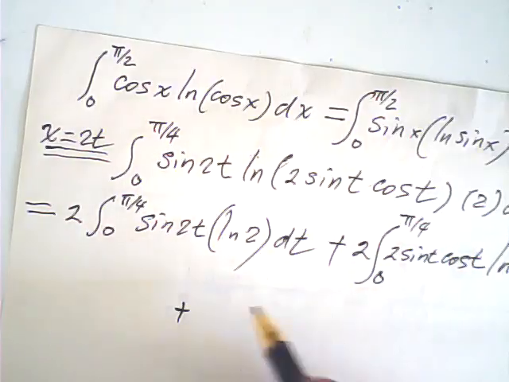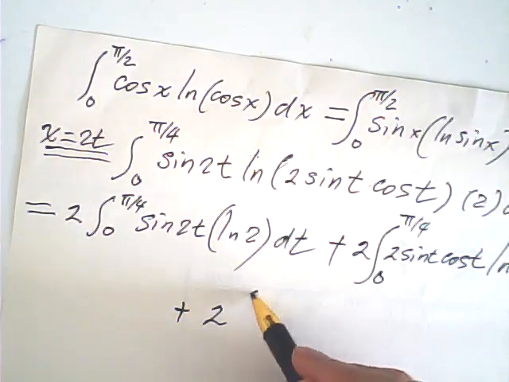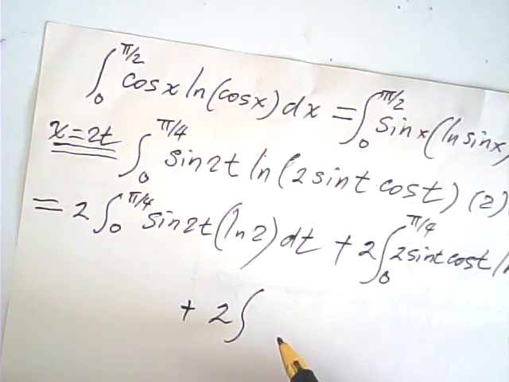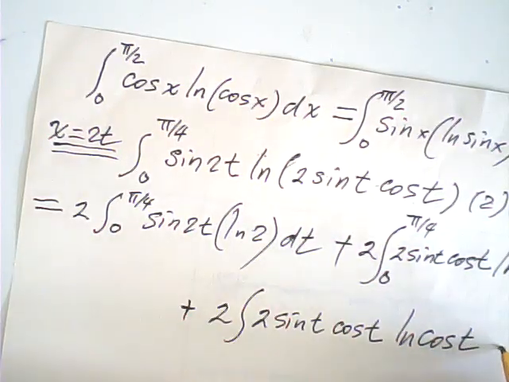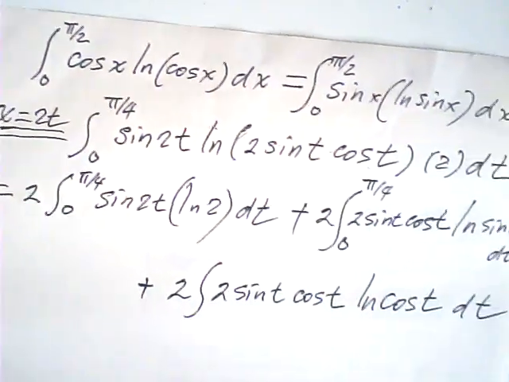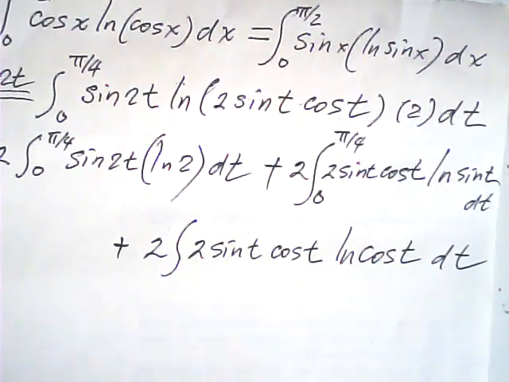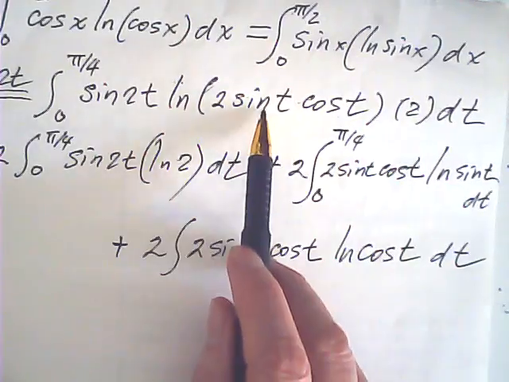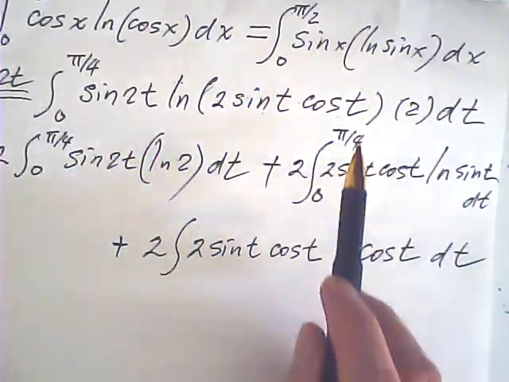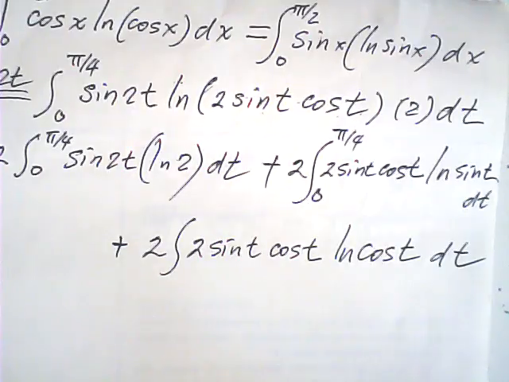Plus the other one, the last one. Okay, this is 2 sine 2t, which is 2 sine t cosine t, times log cosine t dt. Wow. Let me check. Okay, this one is this. This one is that. This one is this. Okay, good.